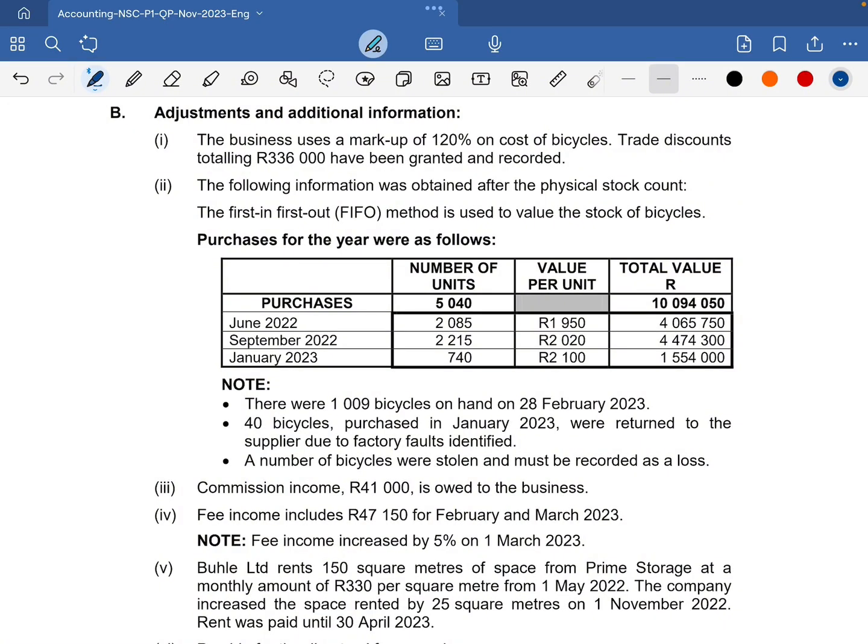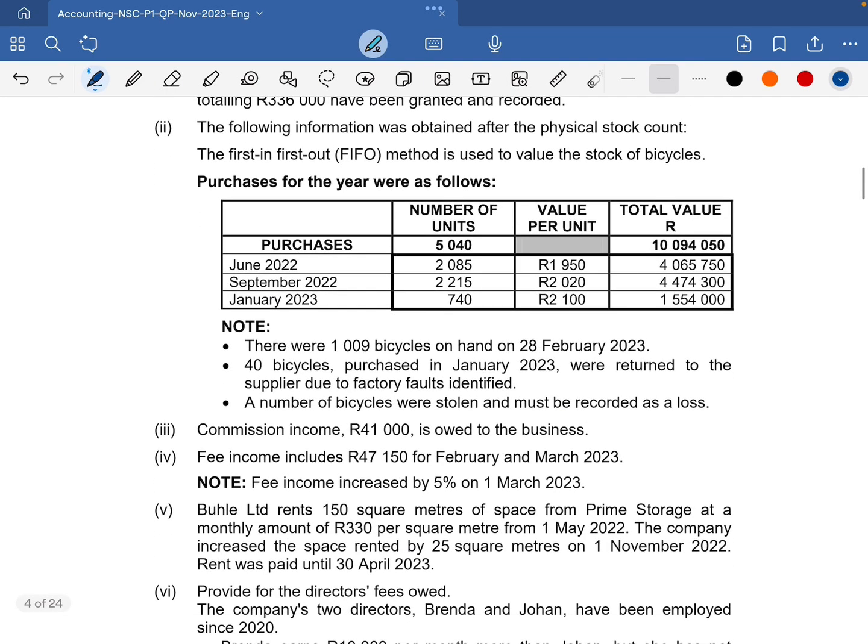Okay, so here we're given the table for the purchases for the current year as follows. So we had purchases in June, September, and Jan 2023. And then we're given the number of units. We are also given the value per unit and the total value of all these units. Then under the note, there were 1009 bicycles on hand on 28 Feb 2023. We know that's our year end.